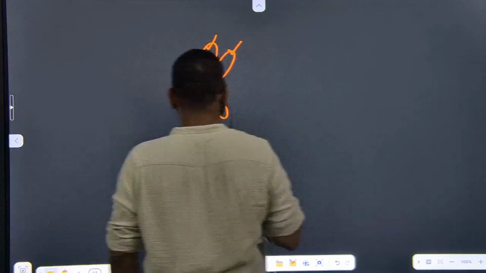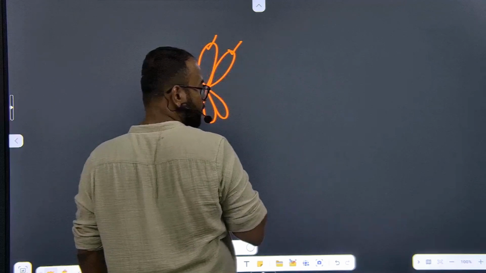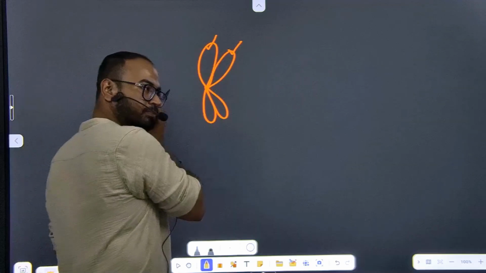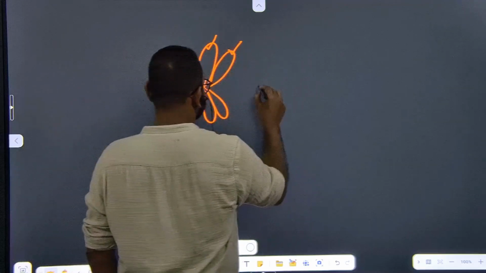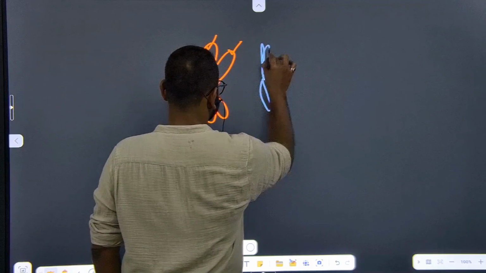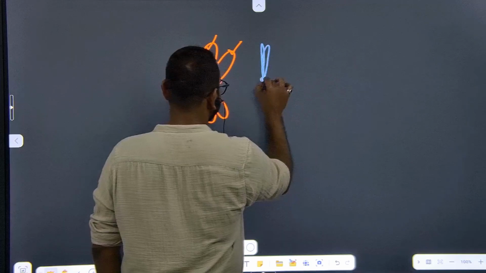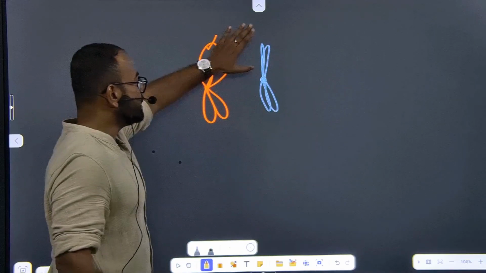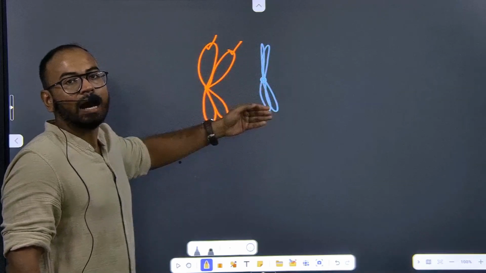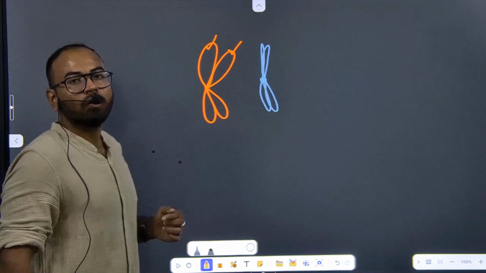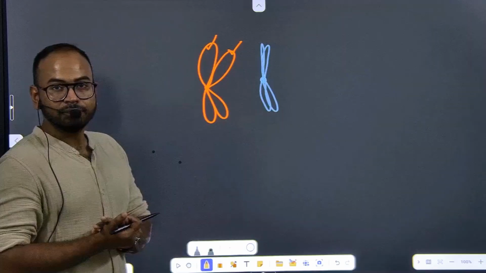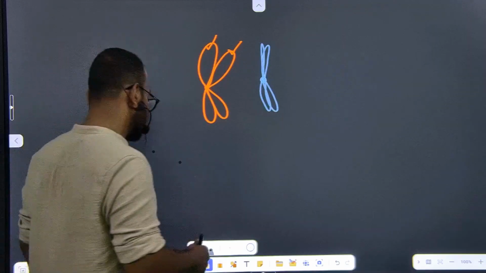If we take a deeper look into it, when the chromosomes are aligned at the metaphase plate, what happens? These two chromatids are aligned with each other in this manner. That means they are stuck with each other all along the length. So they need to be separated. For the separation function, what happens?